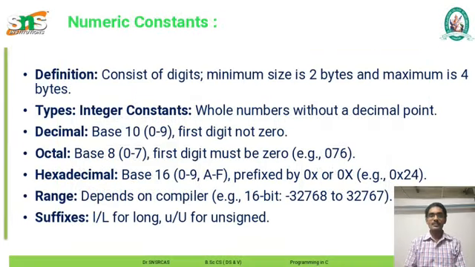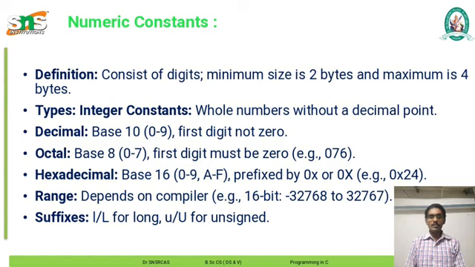Numeric constants. Numeric constants consist of digits. The minimum size is 2 bytes and the maximum is 4 bytes. The first type is the integer constant. Whole numbers without a decimal point are called integer constants. Decimal constants consist of base 10. The first digit will not be 0. Apart from that, digits 0 to 9 are used.